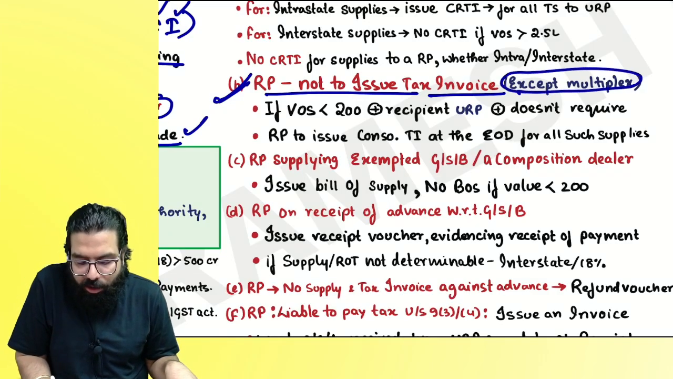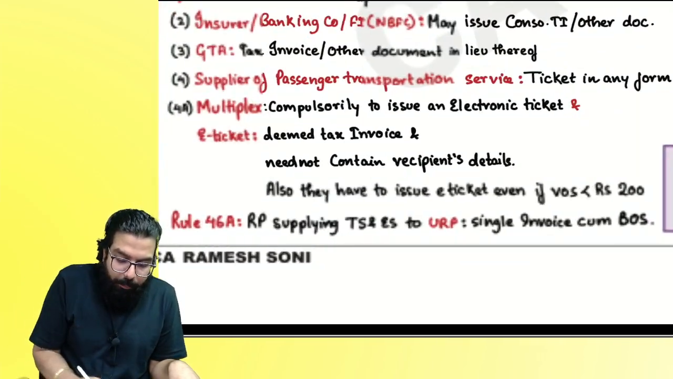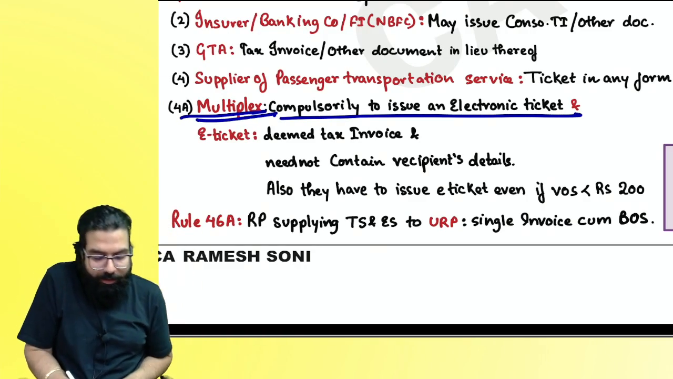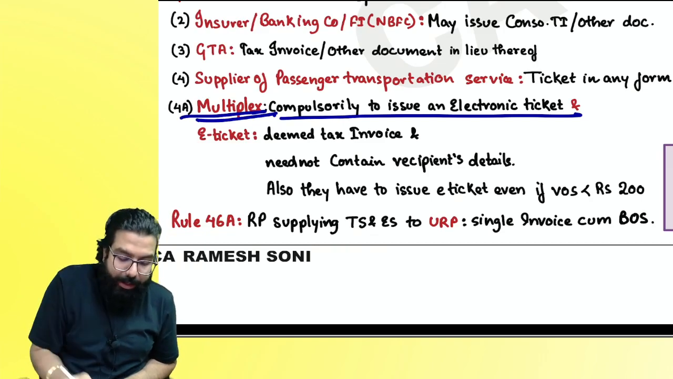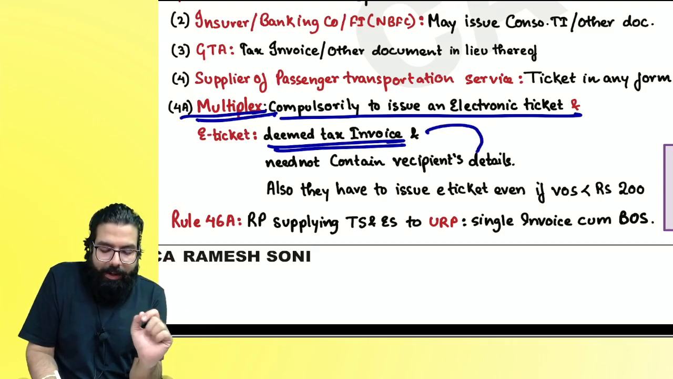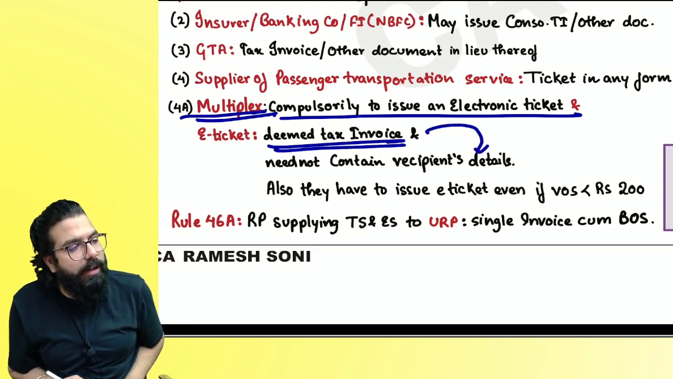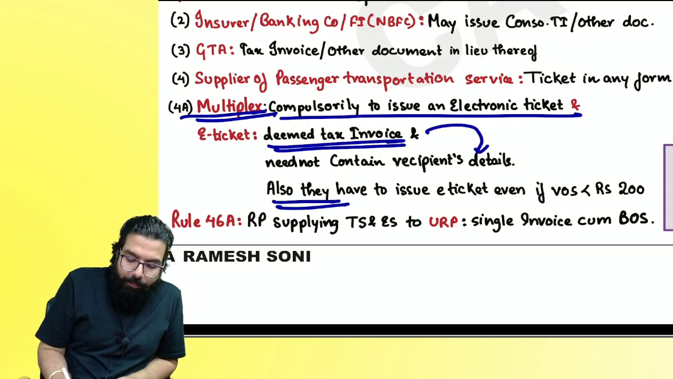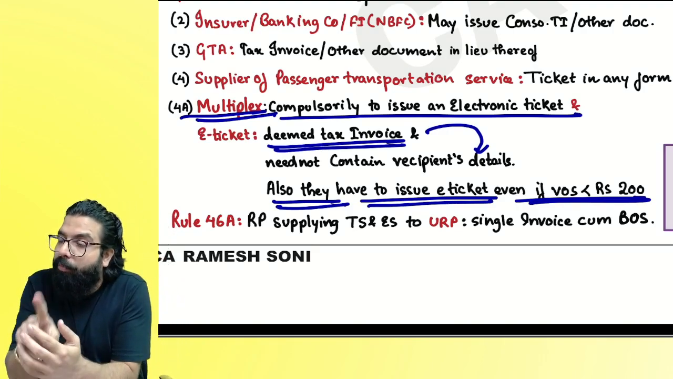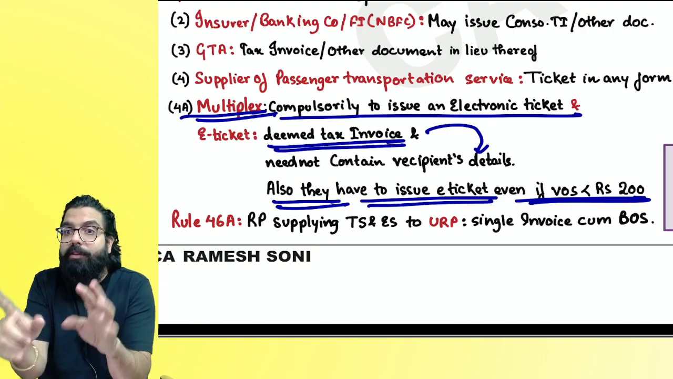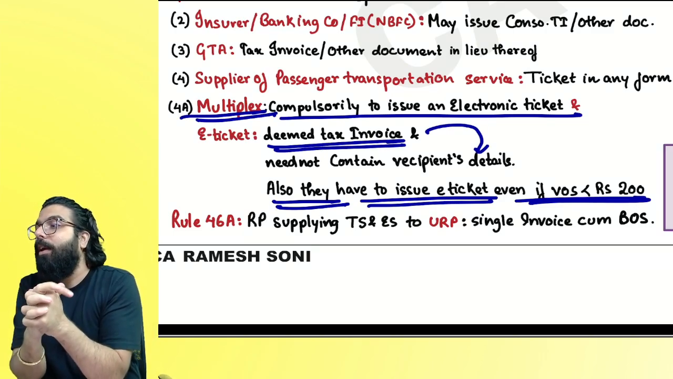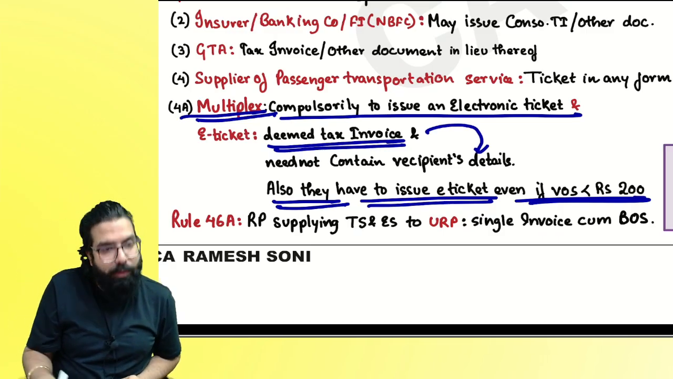But this is not applicable in case of a multiplex theater, because I told you multiplexes are compulsorily required to issue an e-ticket. Even if the value is less than 200, they are required to do e-ticketing, and the e-ticket is deemed to be the tax invoice in that scenario, whether it contains the recipient detail or not. Remember one thing, it's only for a multiplex which has multiple screens. For a single screen theater with value less than 200, e-ticketing is not mandatory. Can I go ahead, everyone?